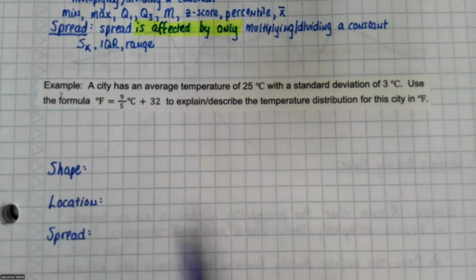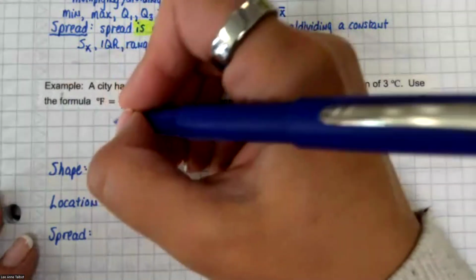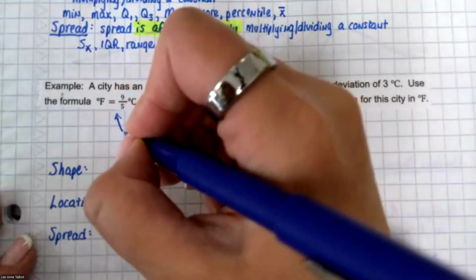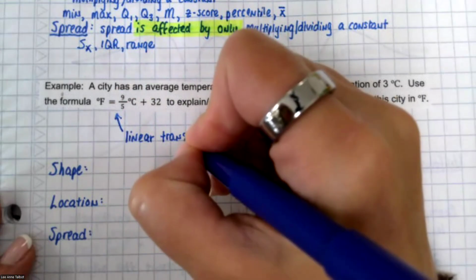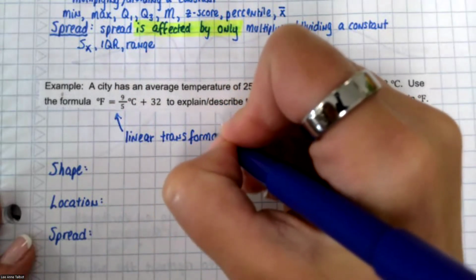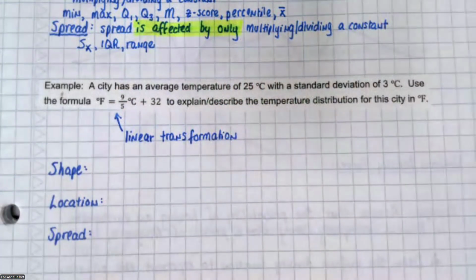Okay, so first thing I'm going to do is I'm going to mark here that this is called a linear transformation.